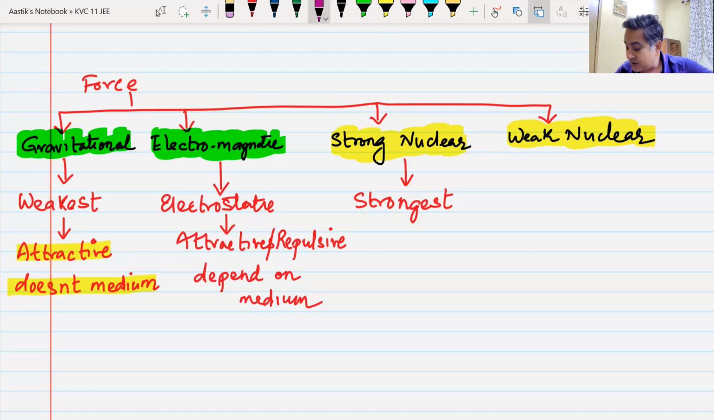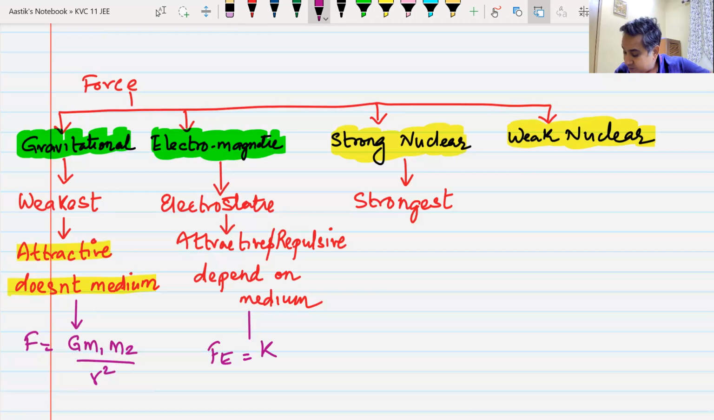Now, since we have gone so far, I can also write the formula for gravitational force between two blocks. G m1 m2 by r square. Everyone knows this, yes or no? Where G is the universal gravitational constant, m1 and m2 are the masses, and r is the distance between the two bodies. Now, if I write the similar formula for electrostatic force, let me write it as Fe equals K Q1 Q2 by r square. Q1 and Q2 are the charges and r is the distance between them.